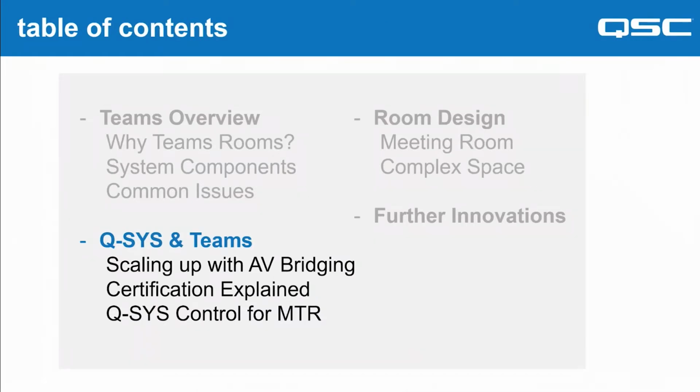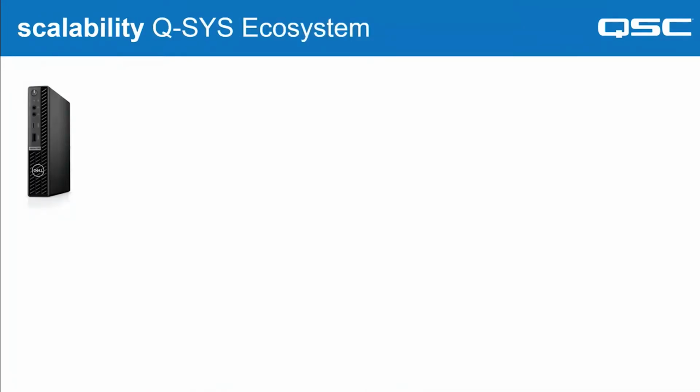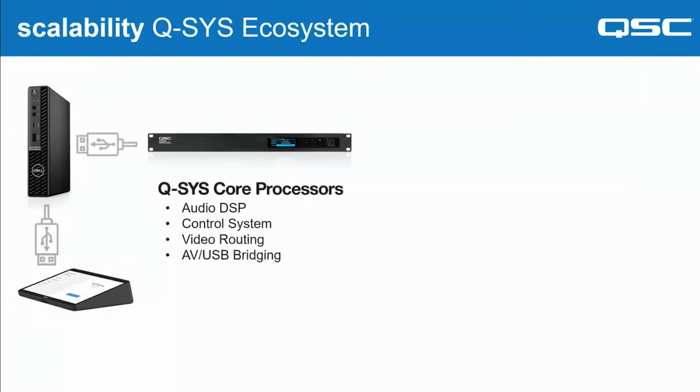All right. So firstly, this issue of scalability, let's have a look at that. With Qsys, we're not going to be connecting a bunch of USB peripherals to this PC. So here's our PC, here's our touch interface, and that would be a Logitech Tap as part of our certified solution. And then instead of connecting lots of different peripherals, we're going to connect just a core or a Qsys USB bridge. And remember that a Qsys core is doing all of our audio processing. It is also doing all of our control processing. It's managing video routing and things like that.